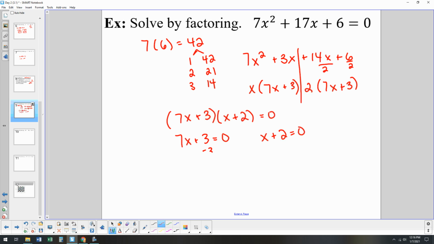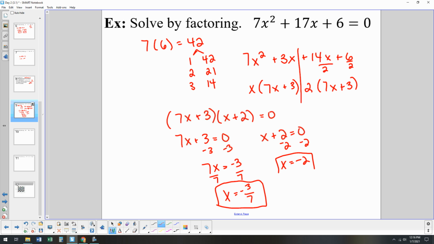So we'll start by subtracting 3 here, then dividing by 7. So x is negative 3/7. And here we'll just subtract 2. X is negative 2. All right, whenever we have a number in front of the x squared, we're always going to end up with a fraction answer. At least one of the answers will be a fraction.